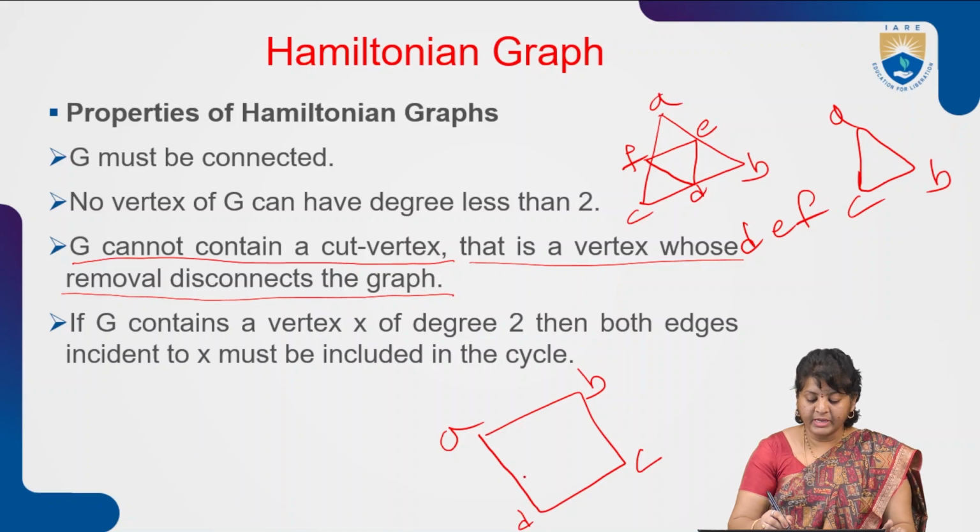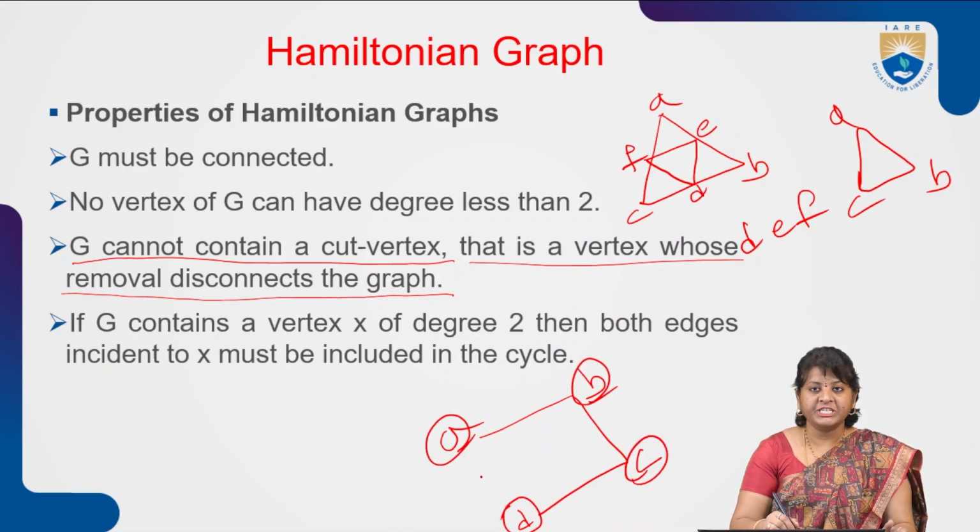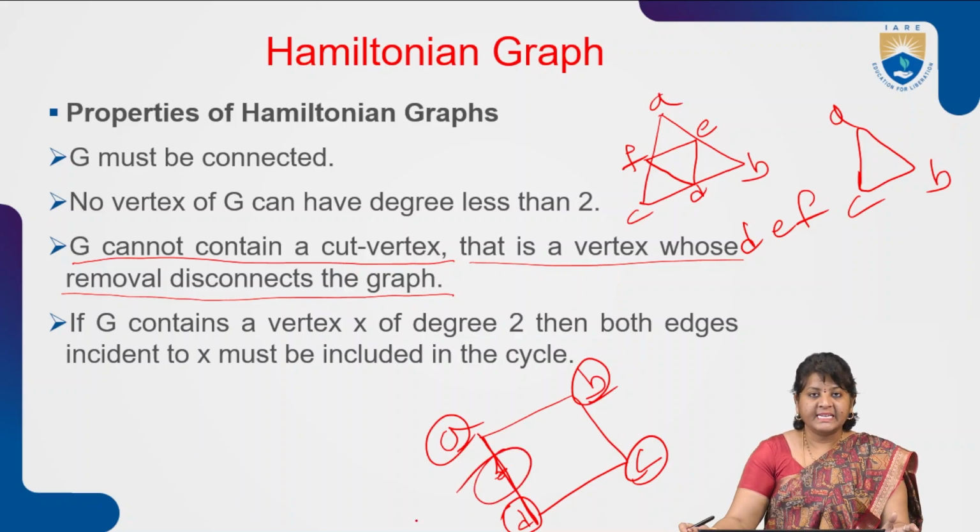If I am removing this particular vertex connection, then this is not said to be Hamiltonian because there is no closed loop. There is no closed loop. So, this is a condition.